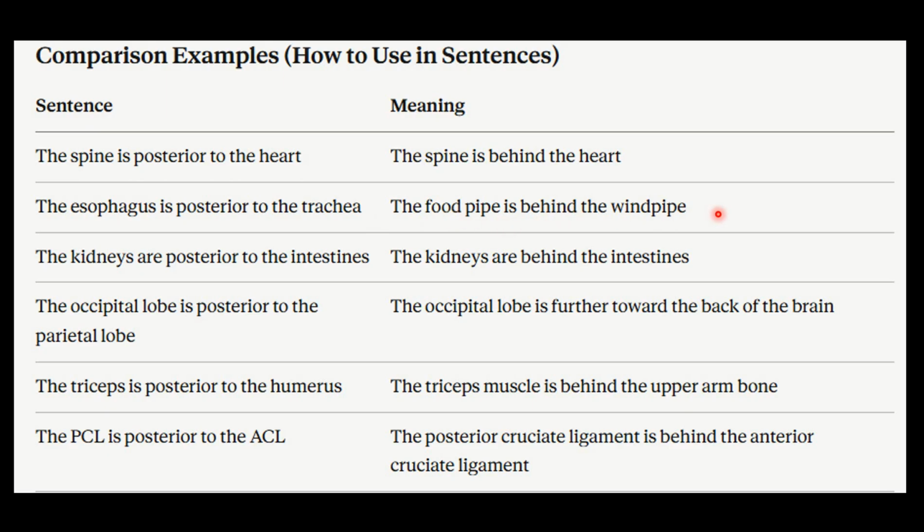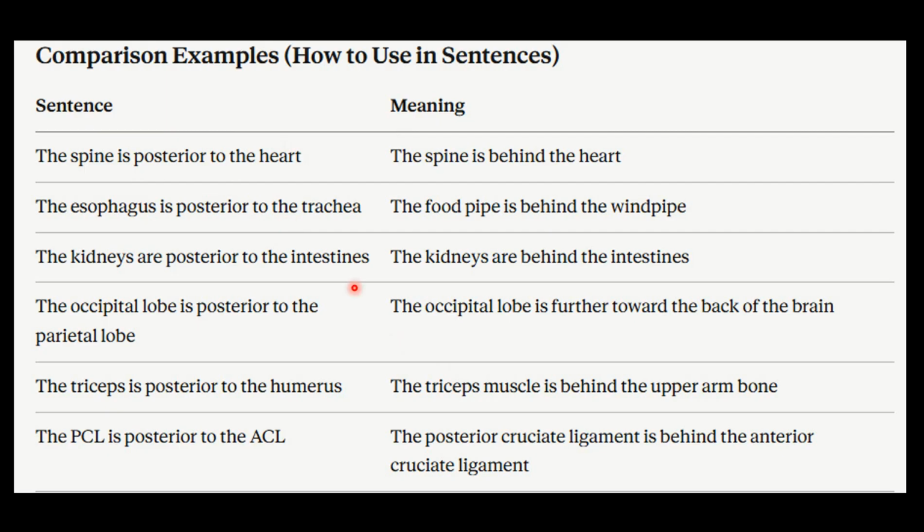the windpipe. Next is the kidneys are posterior to the intestines, which means the kidneys are behind the intestines. Okay. Next example, the occipital lobe is posterior to the parietal lobe, which means the occipital lobe is further toward the back of the brain. And likewise, we have the last two examples. The triceps is posterior to the humerus, which means the triceps muscle is behind the upper arm bone, and the PCL is posterior to the ACL, which means the posterior cruciate ligament is behind the anterior cruciate ligament.